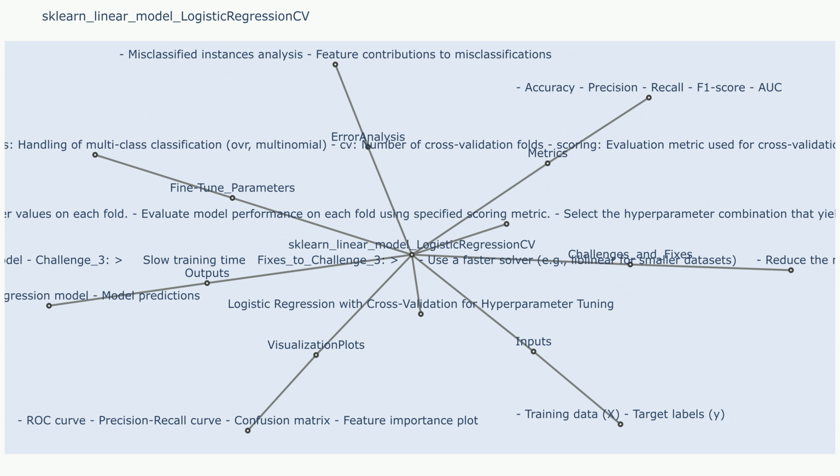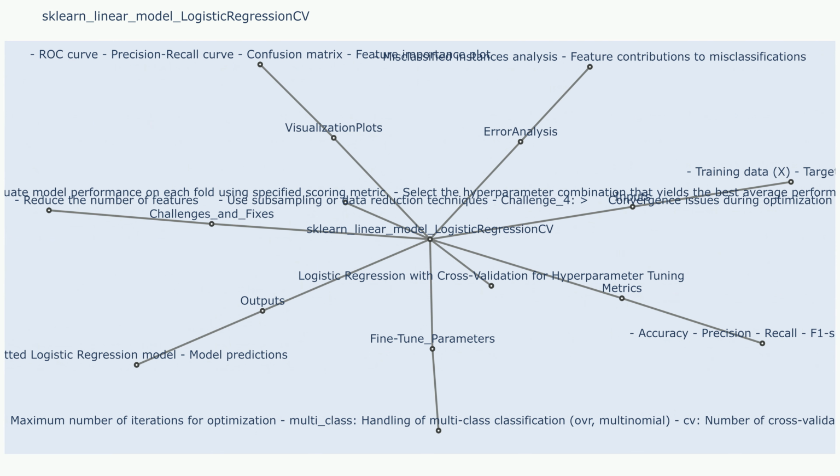Multiclass. The strategy to handle multiple classes. OVR uses one-vs-rest for multi-class classification, while multinomial uses a multinomial logistic regression model.